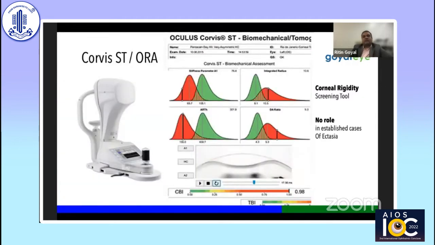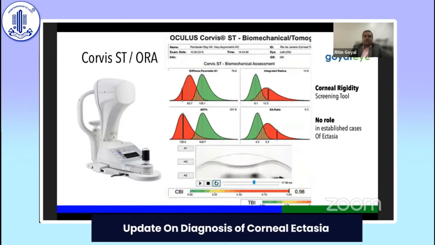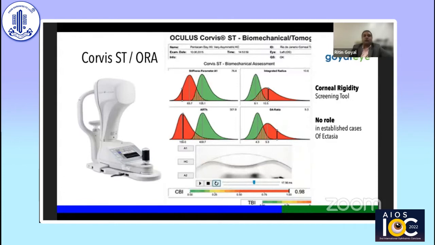The Corvis ST and the ORA, they show a lot of promise in corneal rigidity, but looking at all the papers that are out there, it doesn't seem like they will have any good role in established cases of ectasia in actually determining whether these patients are progressing or not. The sensitivity as well as the specificity of progression on any of these corneal rigidity tools, I think the evidence is still quite weak so far.